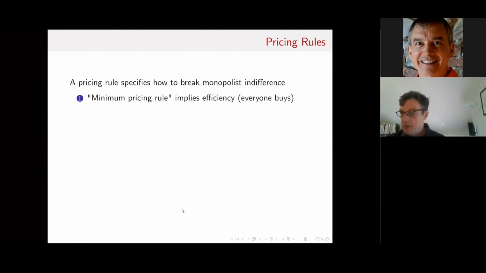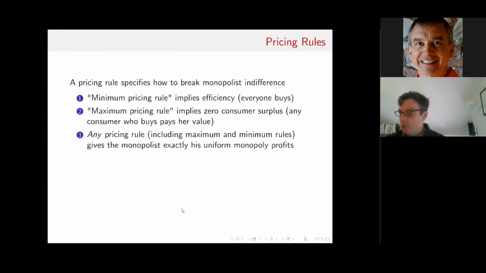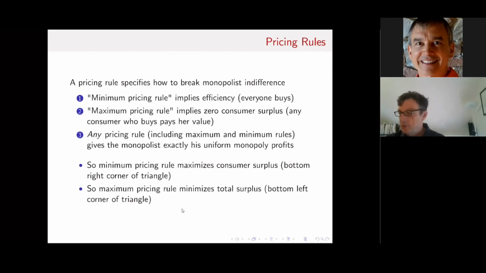So this is the minimum pricing rule. Let me just switch forward here. This is not so useful to do in steps, since we saw them already. So we have a minimum pricing rule that implies efficiency. I'm basically setting a price for every segment that is at the lowest point in the support. That gives me efficiency and consumer surplus maximization. A maximum pricing rule gives me 0 consumer surplus and a very inefficient allocation because many consumers are priced out of the market.